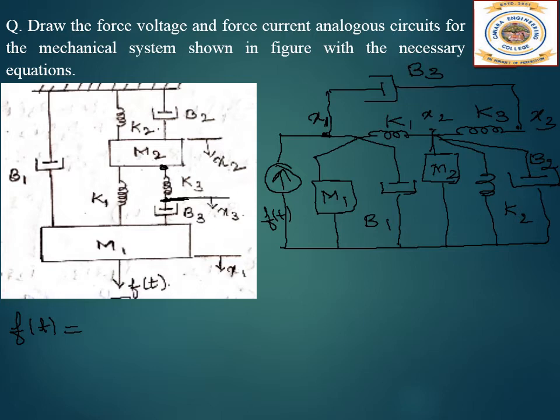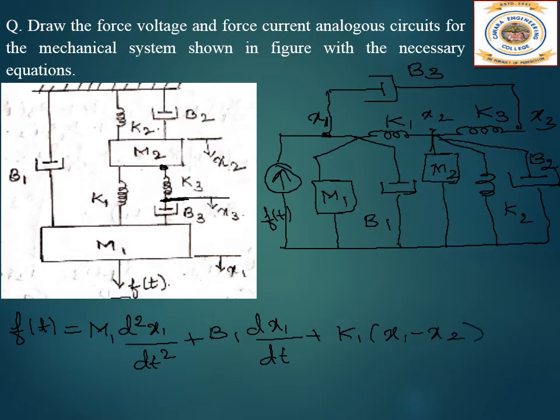Now let us write. m1 is connected between the node and the ground. So m1 d square x1 by dt square plus b1, that is also connected between the node and the ground, dx1 by dt plus. Then K1. K1 is connected to x1 and x2. Therefore, K1 into x1 minus x2 plus B3. Where is B3 connected? Between x1 and x3. Therefore, B3 into dx1 by dt minus dx3 by dt. So this is for node x1.